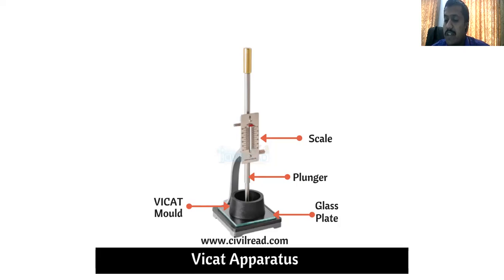In that Vicat mould, you have to fill your cement paste and check the consistency. How are you going to check the consistency? Let us discuss. At first, you are going to take 400 grams of cement.